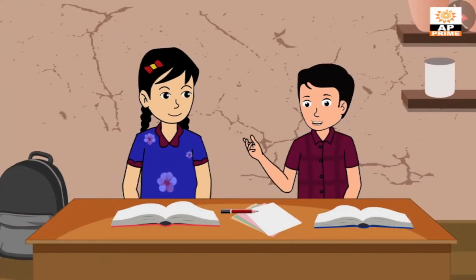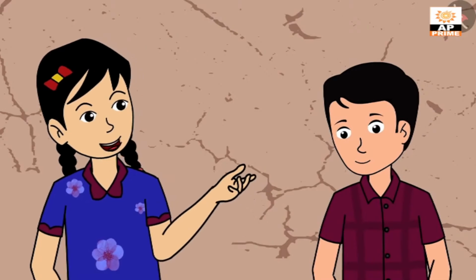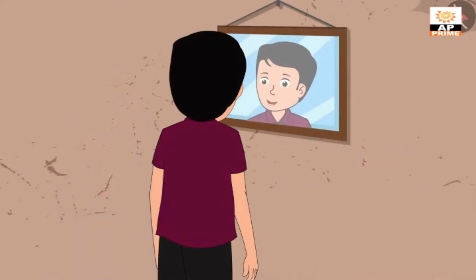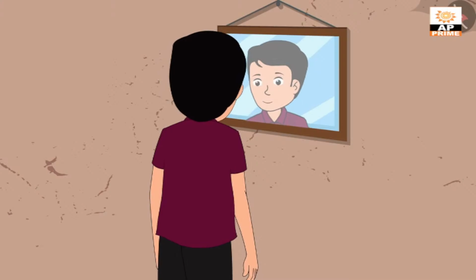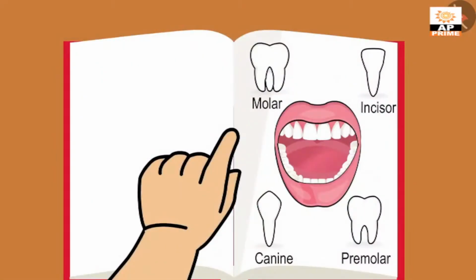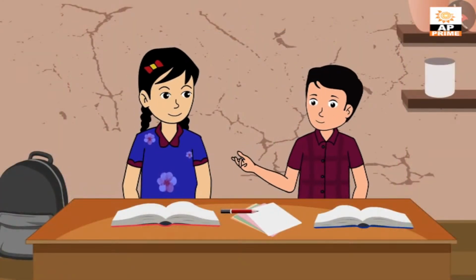Didi, there are 36 teeth in our mouth which help us to bite food into smaller pieces. You are right, Sonu. We have different types of teeth which have different functions. Yes, look Didi, these front teeth and the back teeth have different shapes. Yes, Sonu. Look at this picture that I have made showing different types of teeth. Wow, this is very important information.